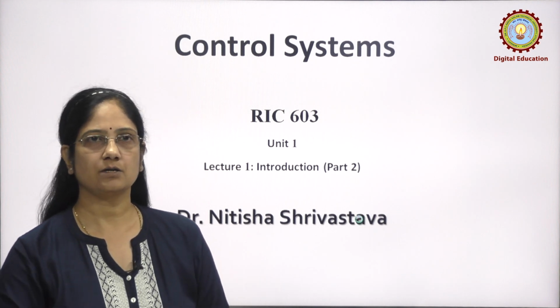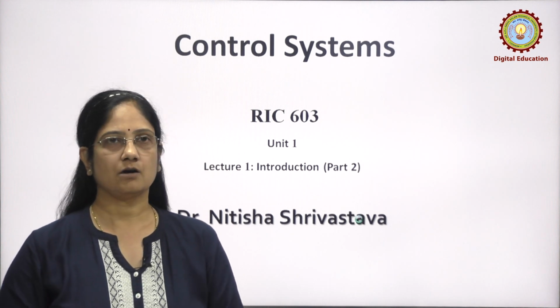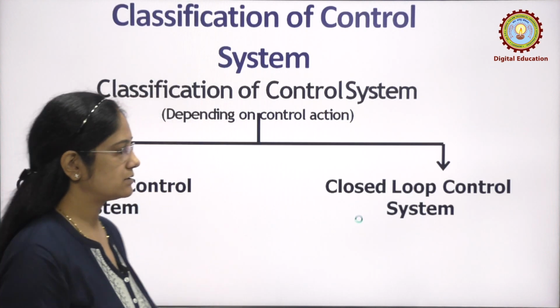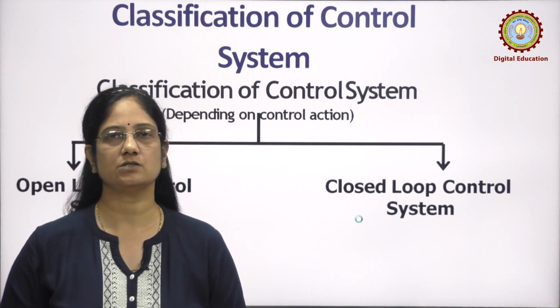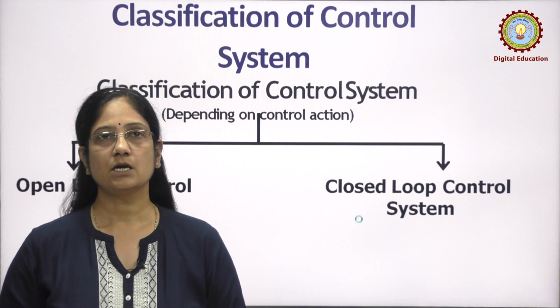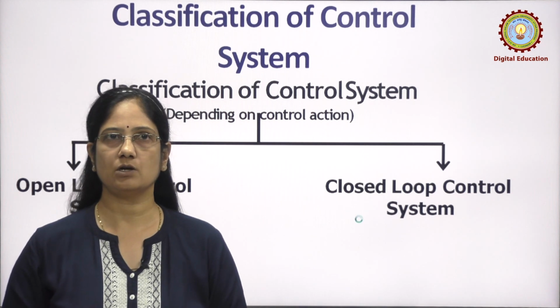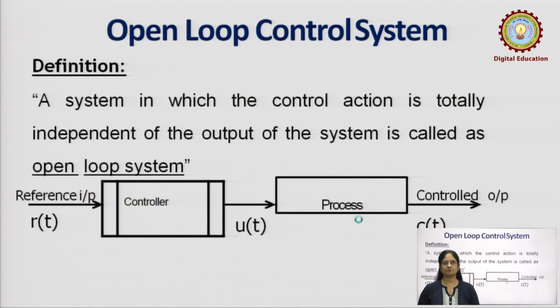In open loop and closed loop control system, this type of classification, that is open loop and closed loop, is based upon the control action. So, how do you define an open loop control system? In the block diagram I have drawn, it is a system in which the control action is totally independent of the output of the system.